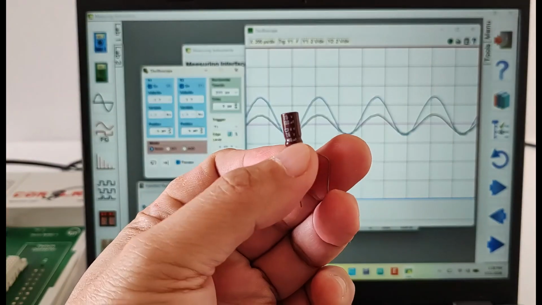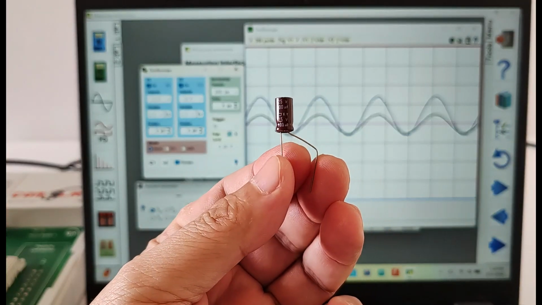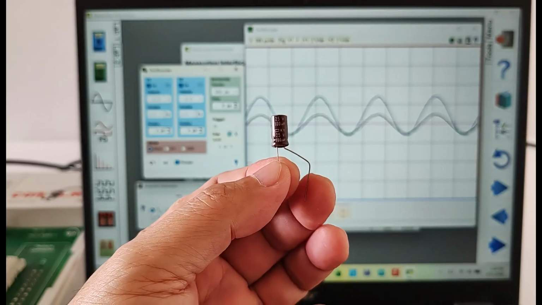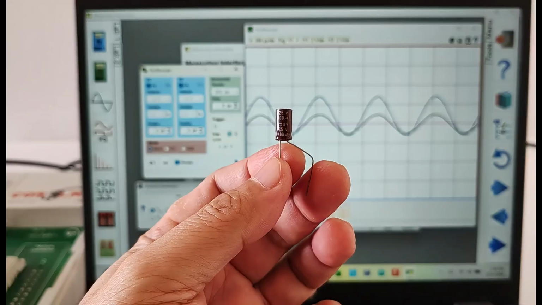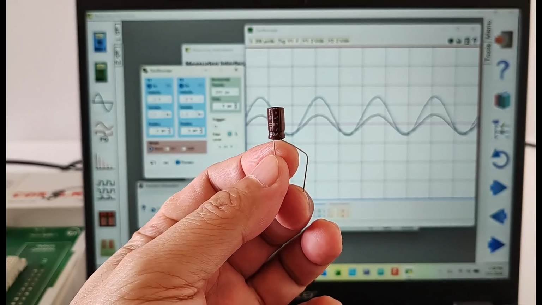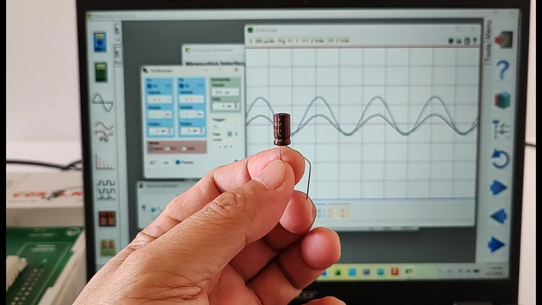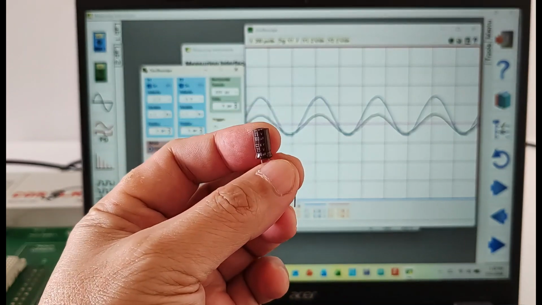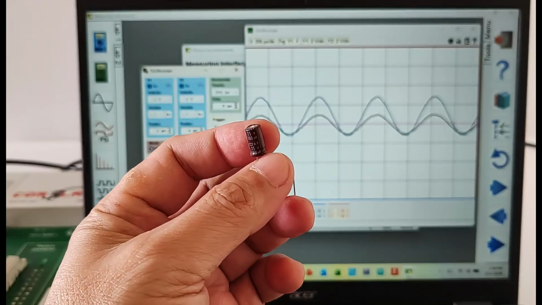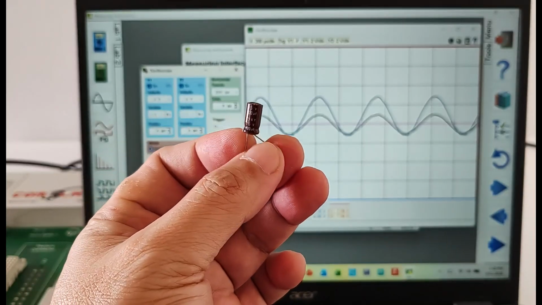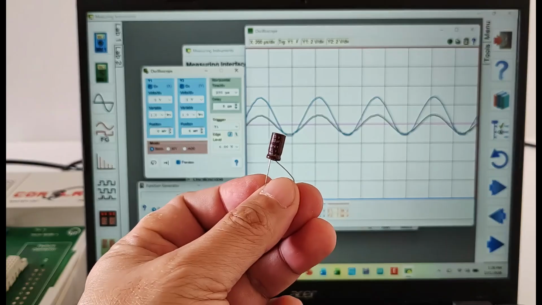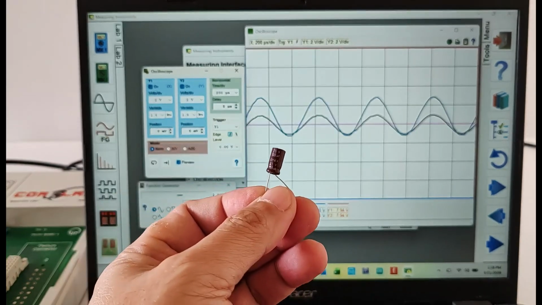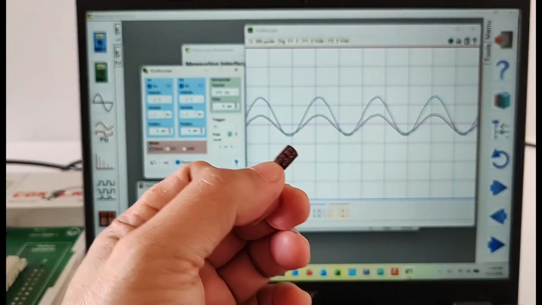What I have right here is a 100 microfarad electrolytic capacitor, which is 10 times the value of what we have on the circuit right now, a 10 microfarad capacitor. So what I will do is replace the 10 microfarad capacitor on the board with this one, and see what effect it will have on our waveforms, the position of the output waveform in particular. Let's do that now.